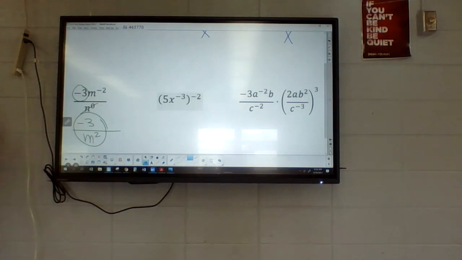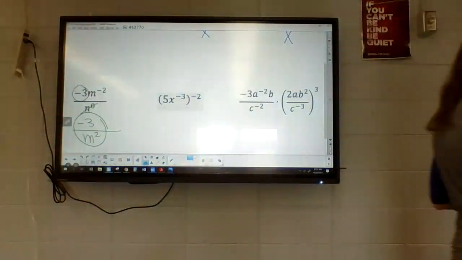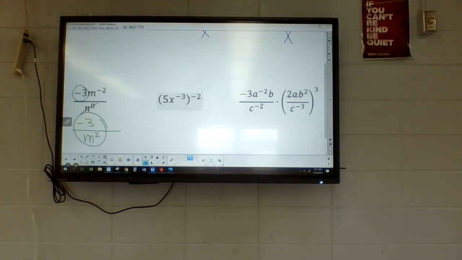You don't need to. So anything to the 0 power, remember that equals 1. So you can just cross that out. If you want to write times 1, that's perfectly fine. You just can't leave the n to the 0. My directions on the test, I think, will say I don't want negative or 0 exponents. So we want to make sure we get rid of all those.